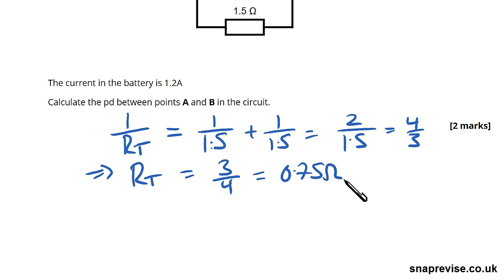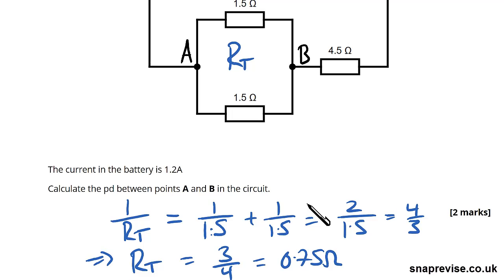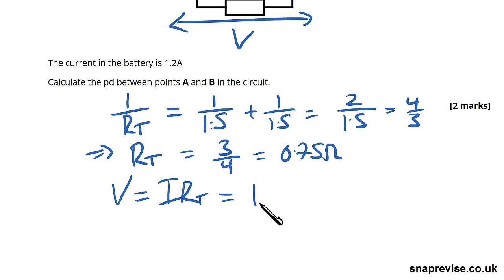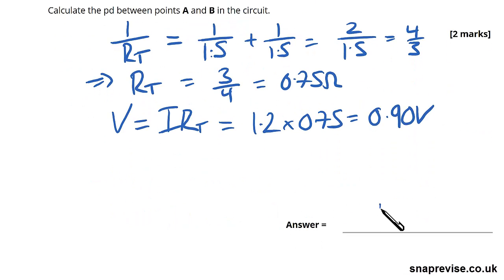So what do we do now? Well, we know the current, and we know the resistance, and we know that the potential difference obeys V equals IR. So V is going to be equal to I RT, where that's our total resistance of those components. So the total potential drop here, V, is going to be given by 1.2 times 0.75, which is 0.90 volts. And that's the potential difference across these two. So we can write that in as our answer, 0.90 volts.